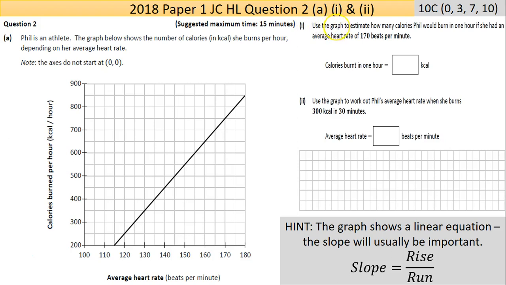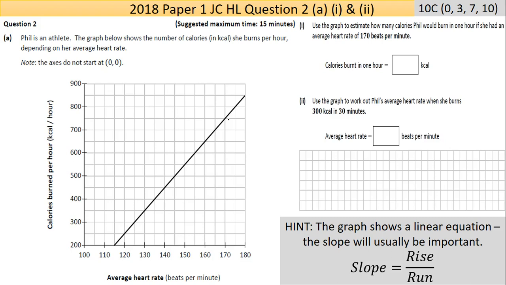Now part 1 then says use the graph to estimate how many calories Phil would burn in 1 hour if she had an average heart rate of 170 beats per minute. Okay, now we're using the graph. We don't need to calculate it here. It's just testing our ability to read graphs.